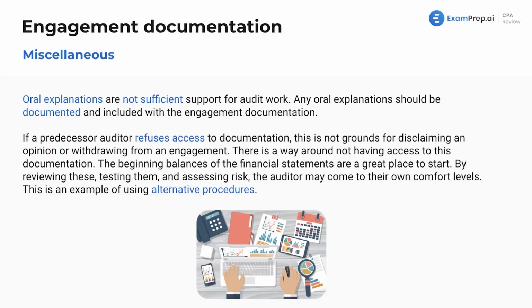Lastly, some miscellaneous items I've got for you involving documentation. Oral explanations are not sufficient support for audit work. Similarly to if my middle school teacher says, how did you get the answer to that math question? And if I just tell it to her, no, put it in writing, especially for an audit, right? This is a big deal, a lot of money involved. Just put it in writing. I mean, that's kind of my take on it. Why would you not put it in writing?